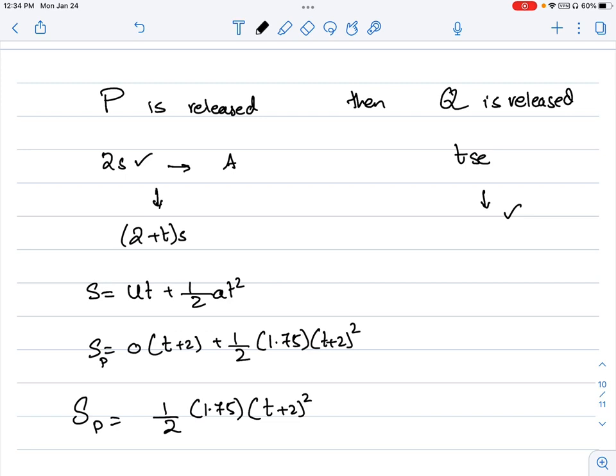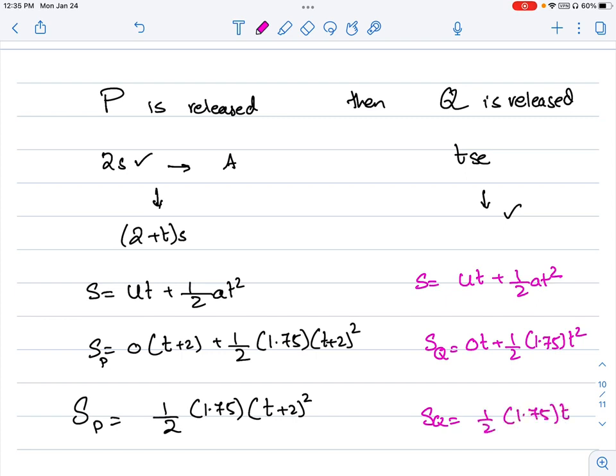Now Q is released and it travels only t seconds. For that also, we are going to take s is equal to ut plus half at squared. So SQ is equal to 0 times t plus half, with the same acceleration, 1.75, times t squared. So SQ is equal to 1 upon 2 times 1.75 t squared.